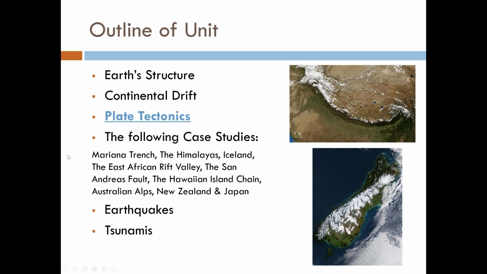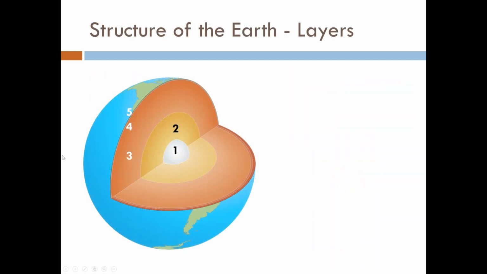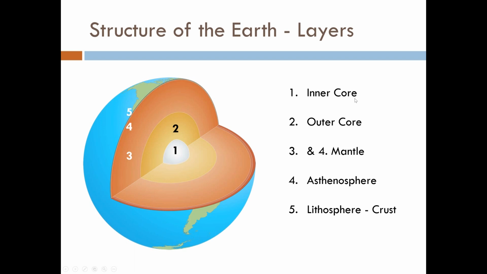Anyway, so structure of the Earth. At Year 9, we're going pretty basic. Even Year 11, Earth and Environmental Science isn't much bigger than this. So inner core, outer core, 3 and 4 are the mantle. So the lower and the upper mantle, and then 5 is the crust or lithosphere. The asthenosphere is the upper mantle as well. Technically, lithosphere and crust aren't exactly the same thing, but let's not worry about that.